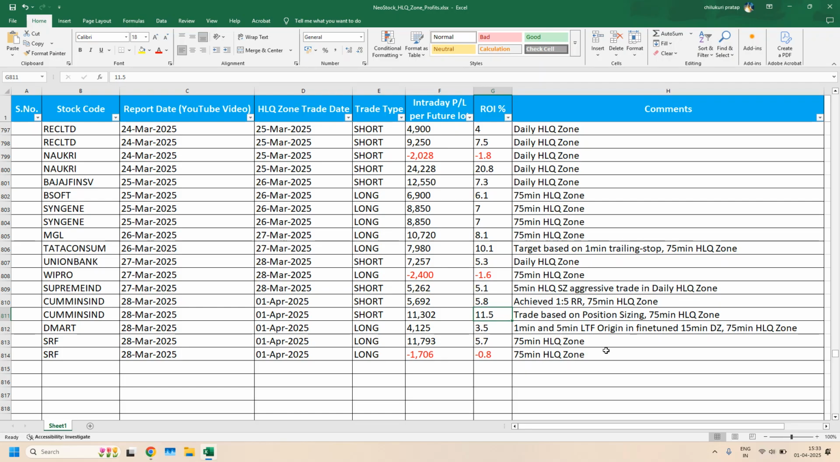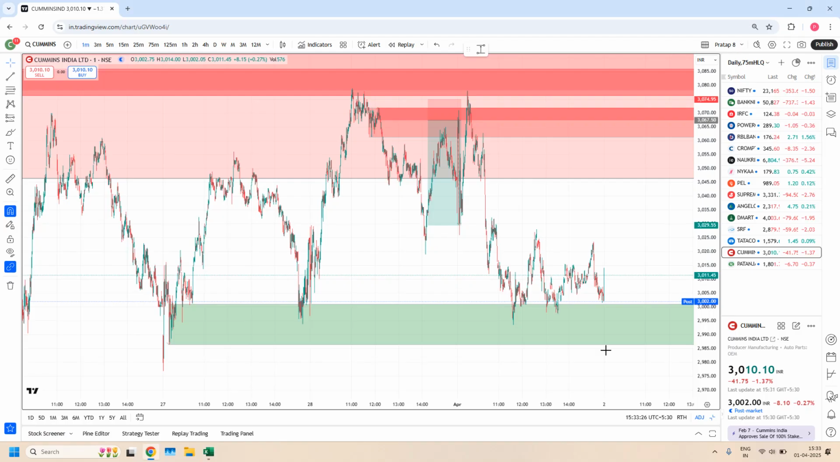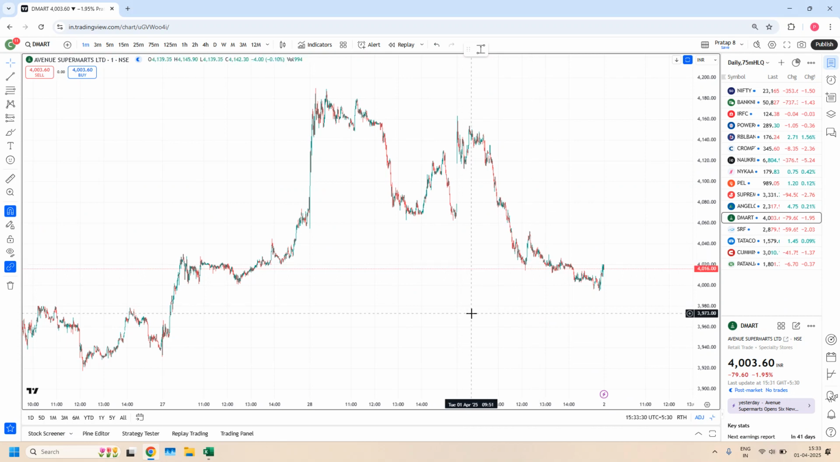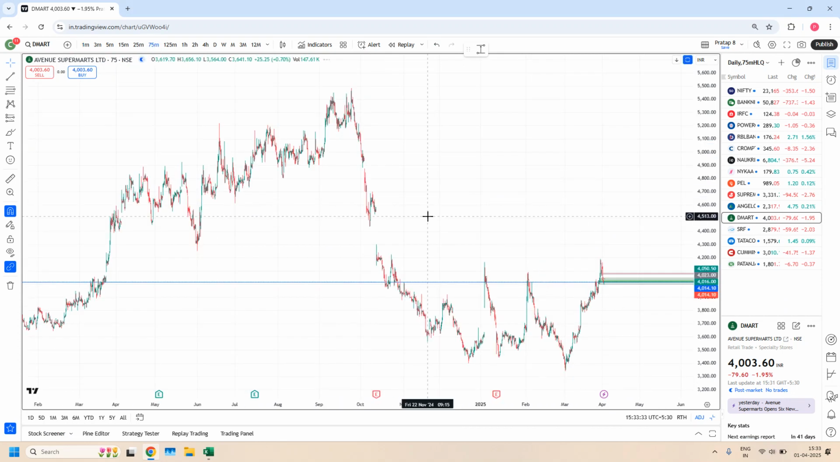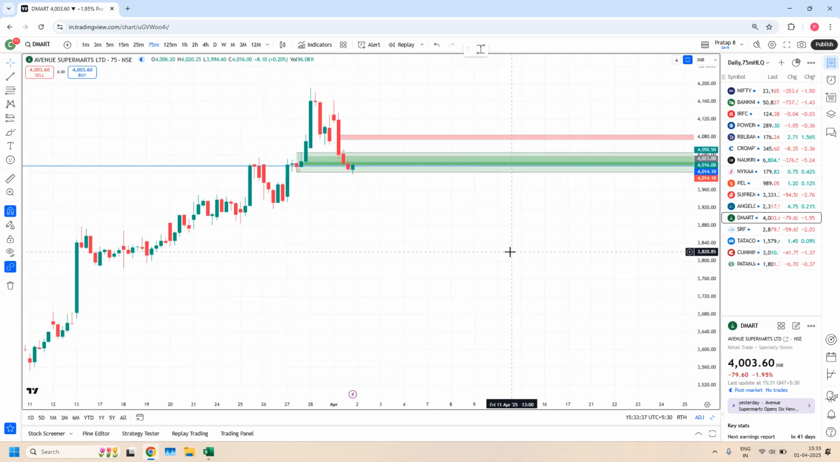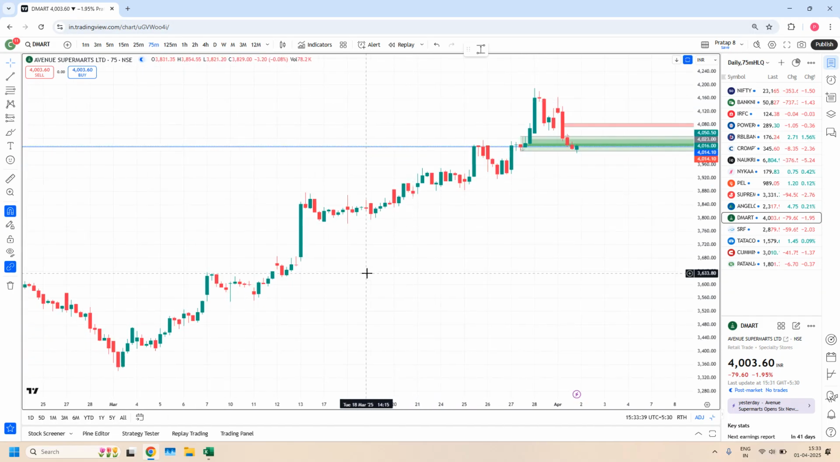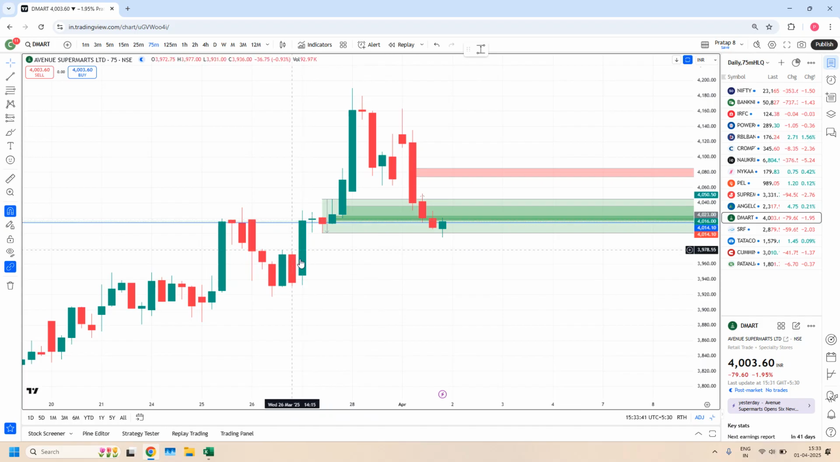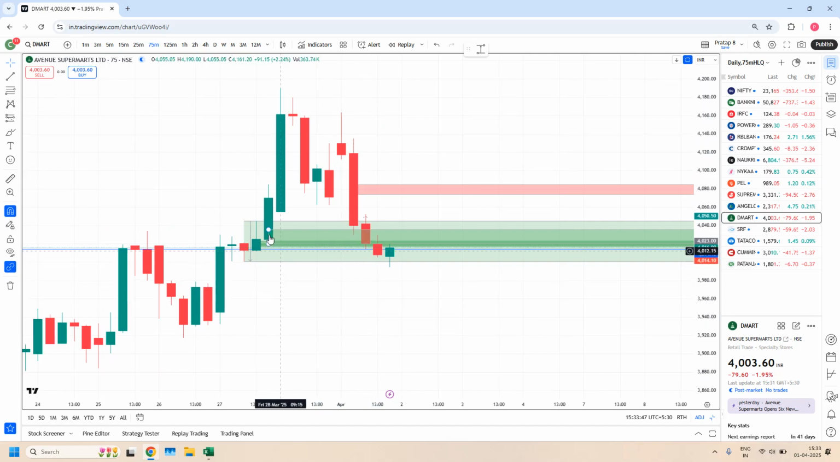And the next one is DMART. DMART is a 75 minutes high liquidity demand zone. Our software identified this as a rally, 3 base candles, rally and follow through candle. This is how our software identified it, and this one is fine tuned with the 15 minutes target.